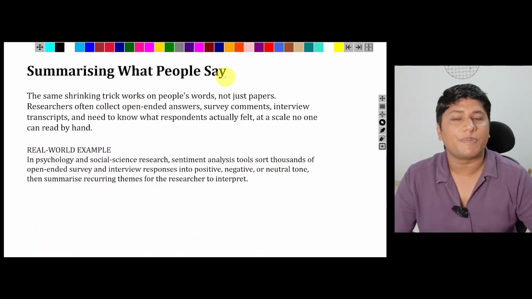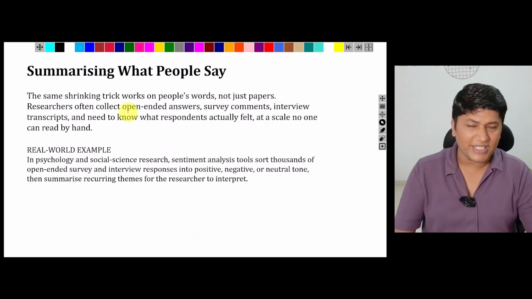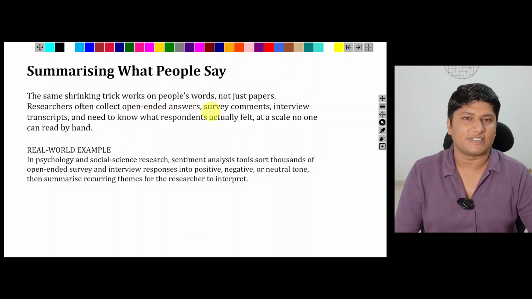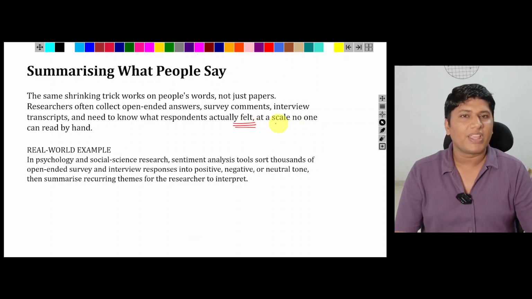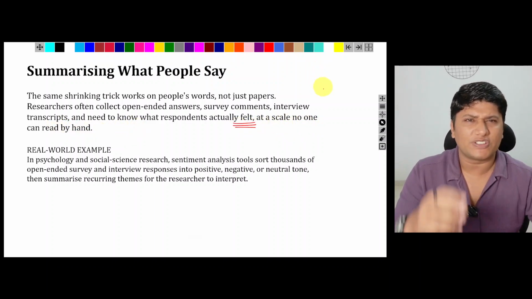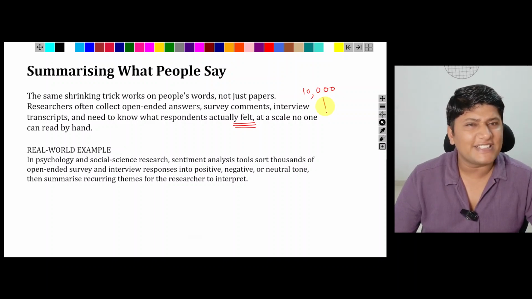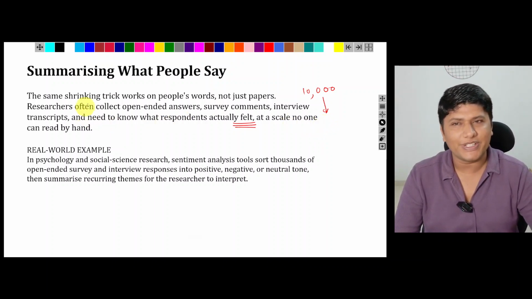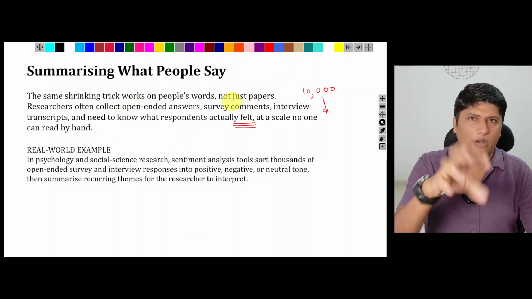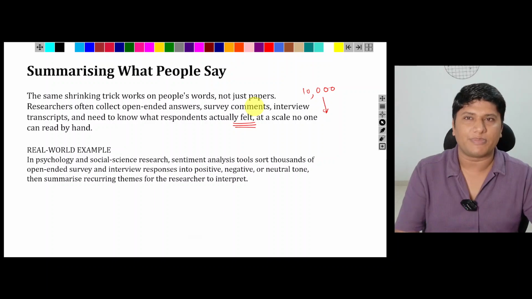Next, summarizing what people say, because that is also summary. The same shrinking trick works on people's words, not just papers. Researchers in psychology or economics often collect open-ended answers, survey comments, interview transcripts, and need to know what respondents actually felt at a scale no one can read by hand, because you are collecting data of suppose 10,000 people. Okay, in that 10,000 people's data, it is impossible to read everyone's long open-ended answer. It is impossible. So what we do is you use NLP to take out important words, important feelings from there, and that could be an extractive summary, that could be an abstractive summary, but you can summarize it.